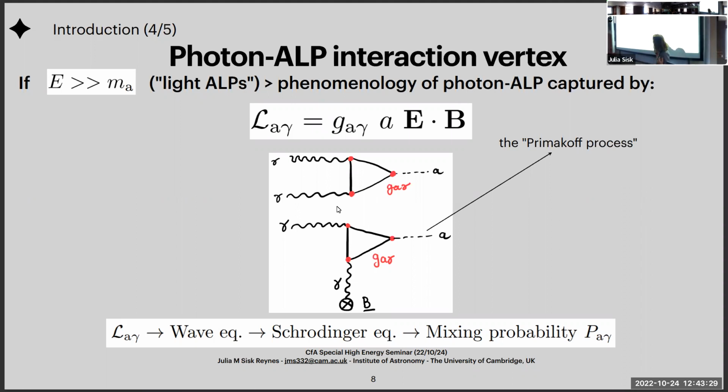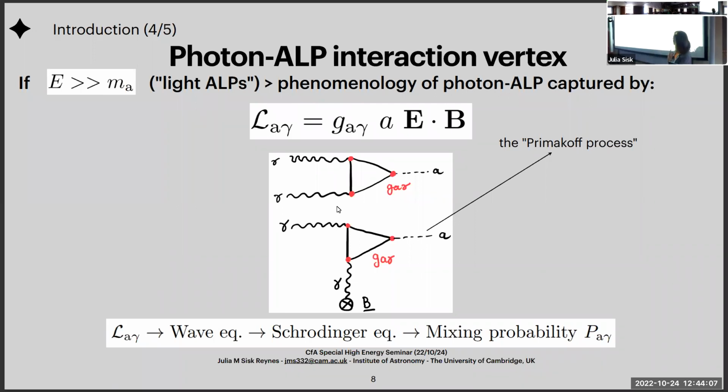So we see that G is the parameter that is quantifying the strength of this mixing process, and A is our axion field. And then we have the dot product of the electric and magnetic fields, E and B. And importantly, the Feynman diagram that we're going to be considering is this one, where we have a photon propagating through a magnetized and ionized medium. And if we're in a suitable location of parameter space, these photons will interact to produce an axion.